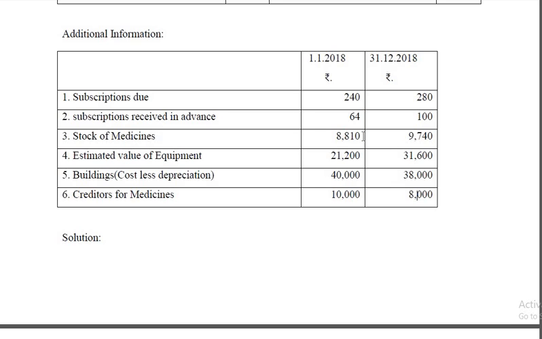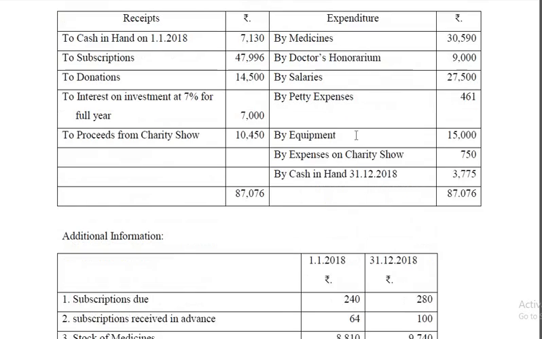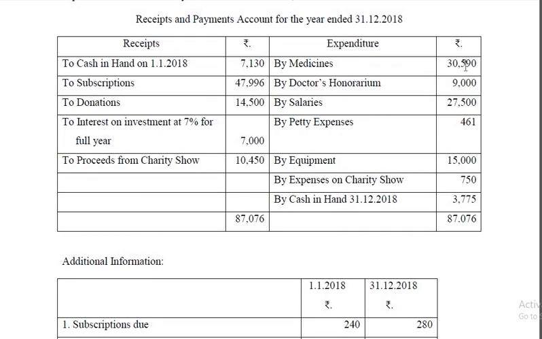Here what you have to do is, in the income and expenditure account, you have to find out what is the medicines consumed during the year. For that, the opening balance 8,810 should be taken. Add additions during the year, this one, 30,590, that should be taken.